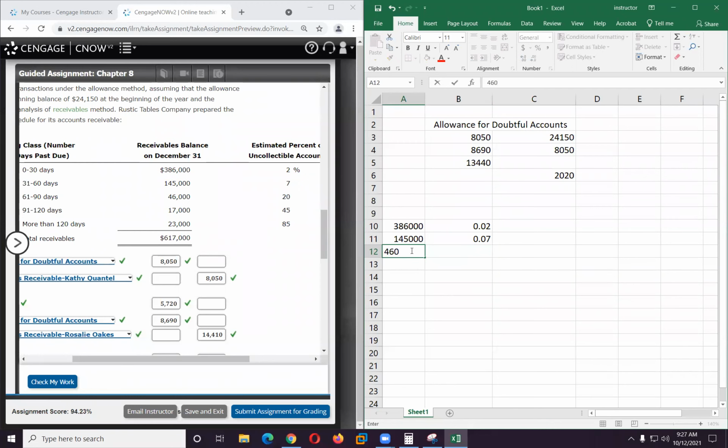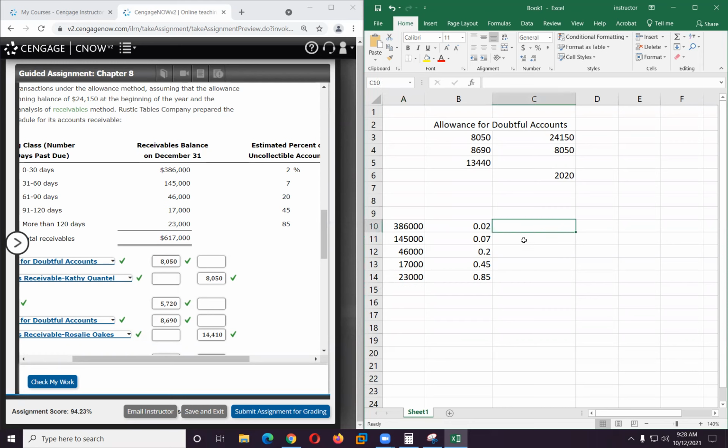I have 46,000 that I estimate 20% is uncollectible. 17,000 that I estimate 45% is uncollectible. And I have 23,000 that I estimate 85% as uncollectible. Where do those estimates come from? Past experience. Okay, so in real life, you would just have to sort of figure that out. Say, okay, in the past 5 years, when things get older than 120 days, what percentage of those do we actually end up collecting? And that's what they set that on, okay?